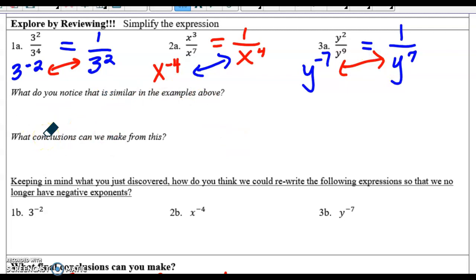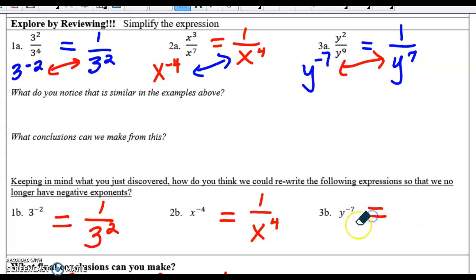But the takeaway for you is that when you have a negative exponent, it's the same as shifting the position of the base and making the exponent positive. So again, here we have a negative exponent. We're going to shift the position of the base. The x is the base, and now the exponent becomes positive. Same thing here. When we have a negative exponent, we're going to shift the position of the base, and now the exponent becomes positive.